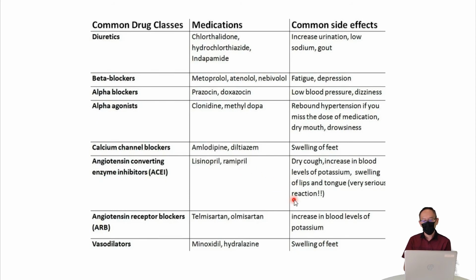Some of them will have the side effect of swelling of the lips and tongue. It can be a very serious reaction. ARBs, angiotensin receptor blockers, for example Micardis, telmisartan, olmesartan, also increase the blood level of potassium. Vasodilators, for example minoxidil, can also cause swelling of the feet.